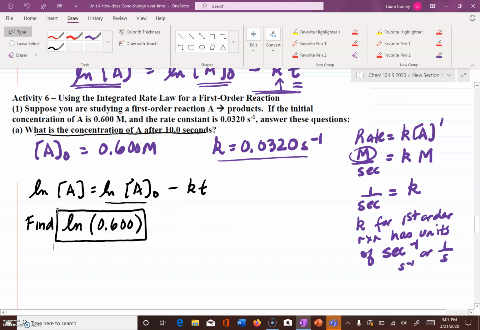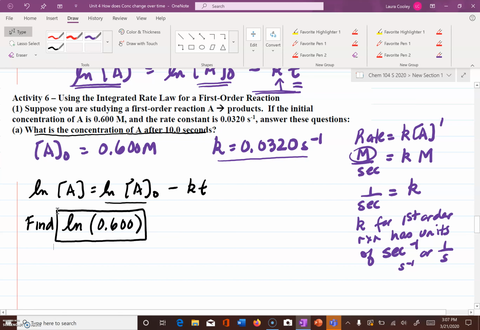I want to make sure, as you're following along, that you do this on your calculator, find the natural log of 0.6, and make sure this is the number that you get. You should be getting this number right here.